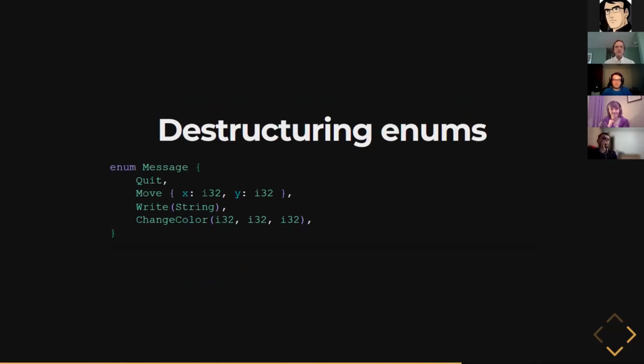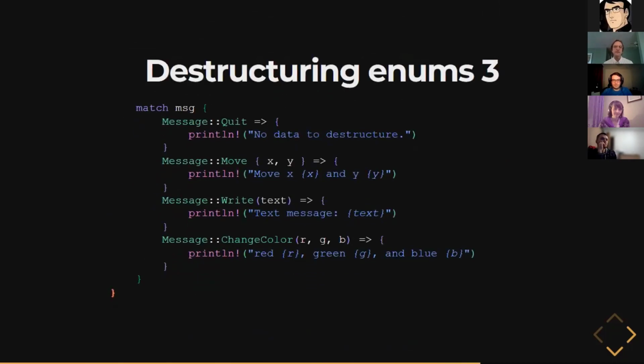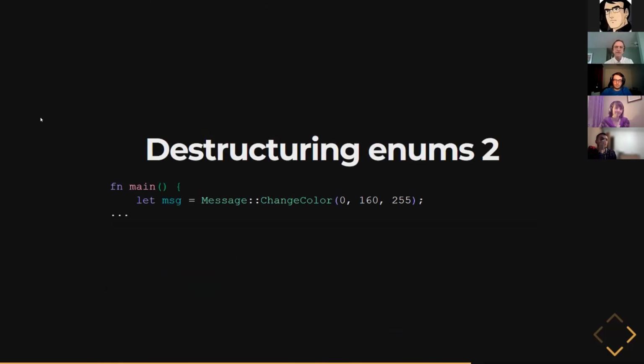So, destructuring enums. If we have an enum like this, where we have this struct-like data, this scalar data, and this tuple-like data, and if we have a message that matches one of them, then we can destructure it with a match statement like this. And here's that shorthand matching for the struct-like, and here's where we're matching the tuple-like, which would actually match in our example, because that's the one that matches, right? Yeah.